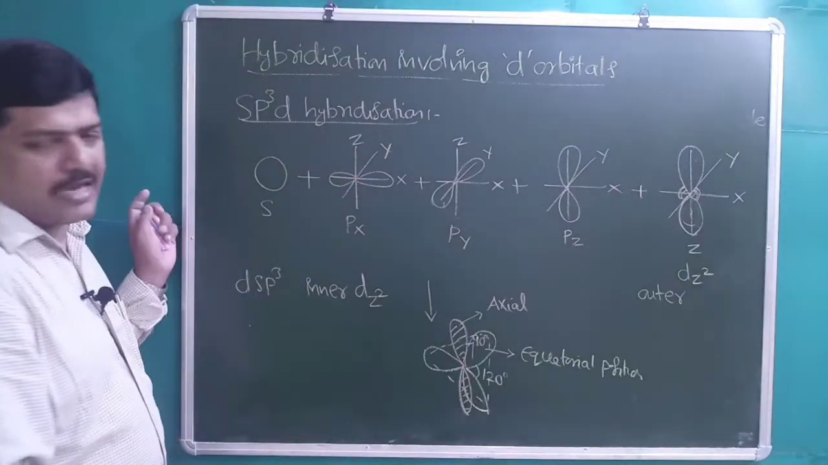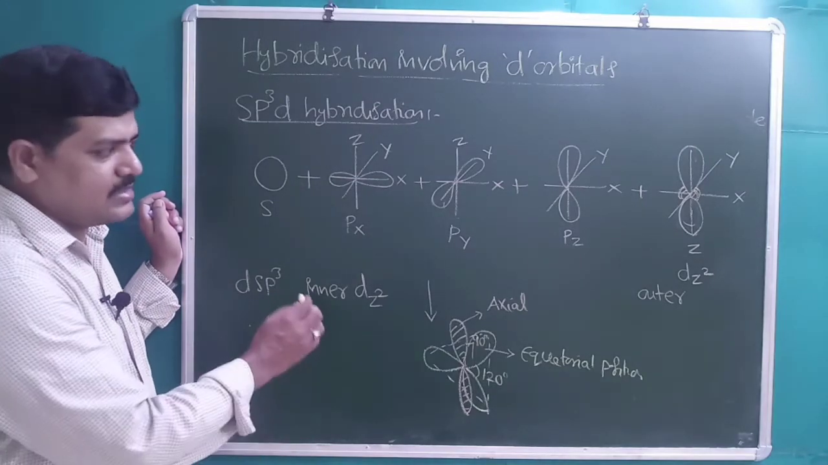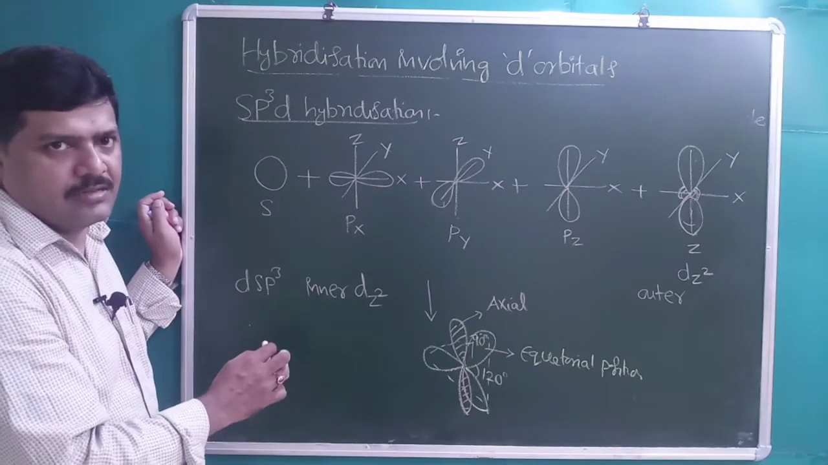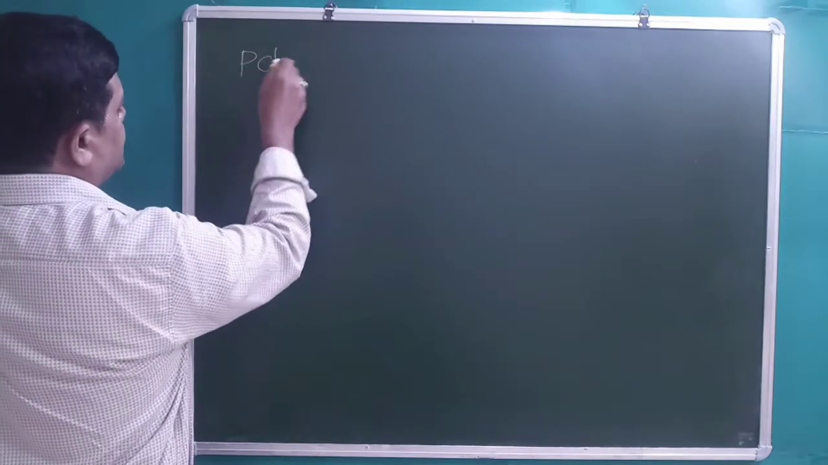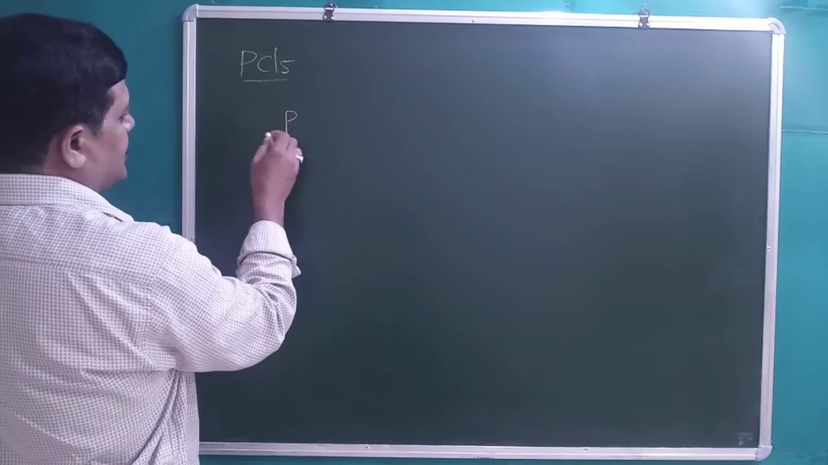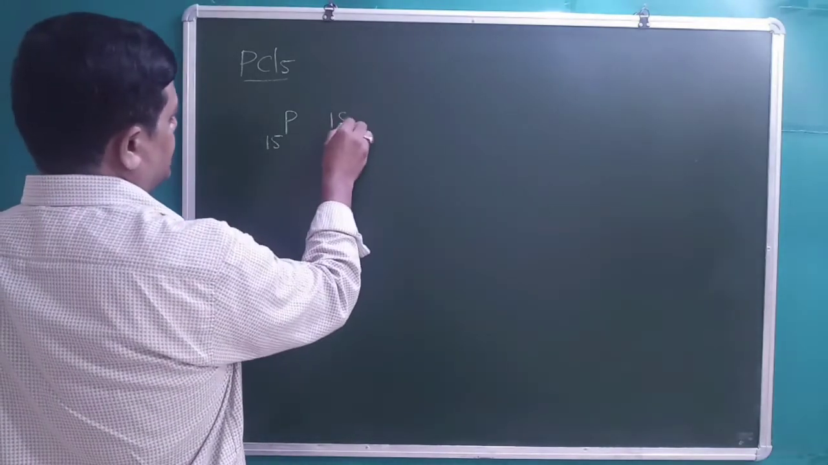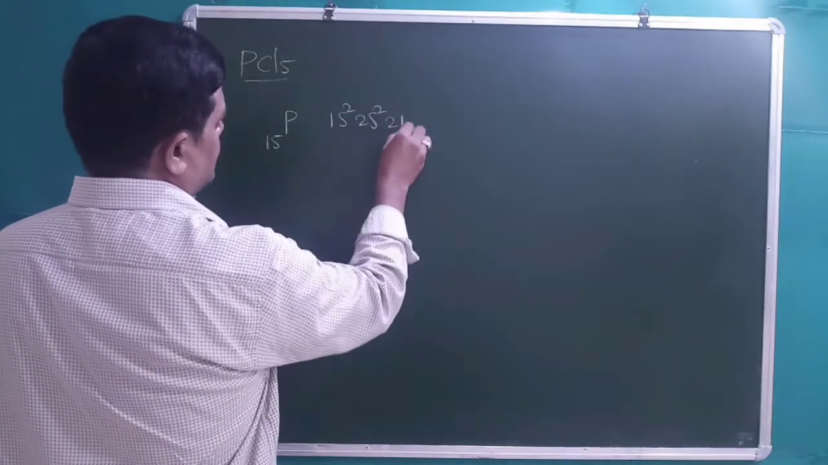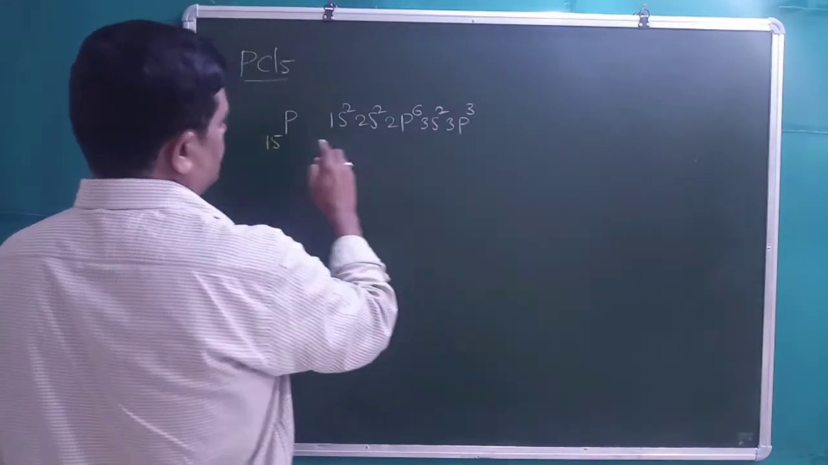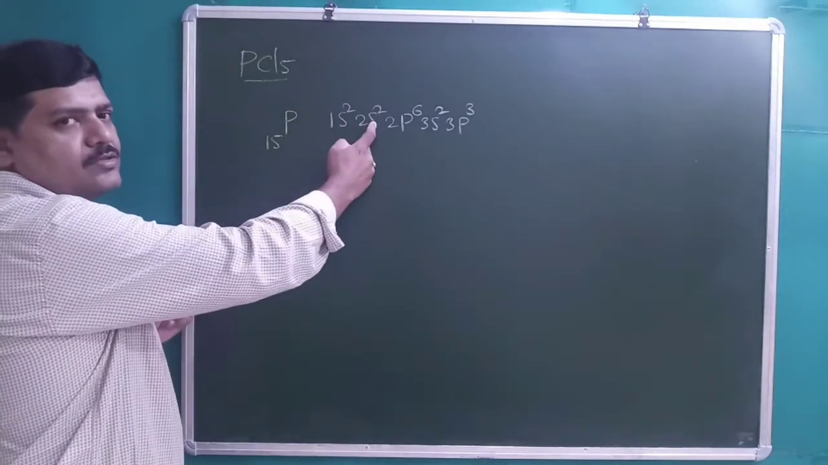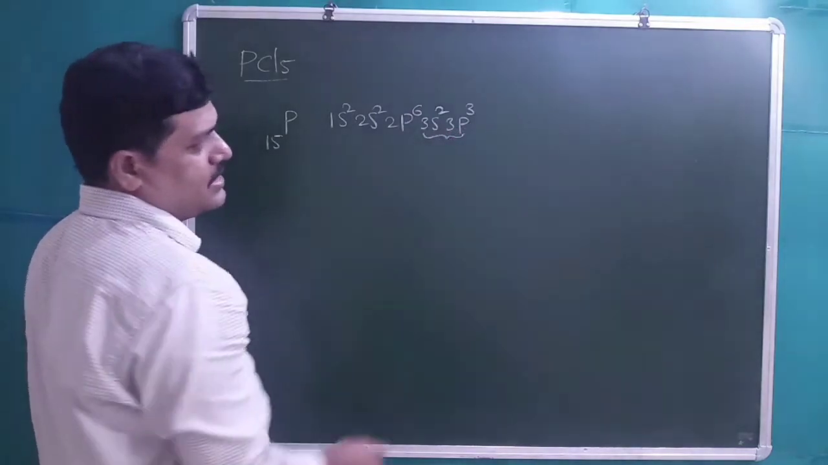Example for this type of hybridization is PCl5. Students, let us take the PCl5 molecule and discuss the hybridization present in the phosphorus. Phosphorus is the central atom. Atomic number 15. Electronic configuration 1s2, 2s2, 2p6, 3s2, 3p3. Right? Total 15 electrons are there: 2 plus 2, 4, 4 plus 6 is 10, 10 plus 5 is 15 electrons are present, right?